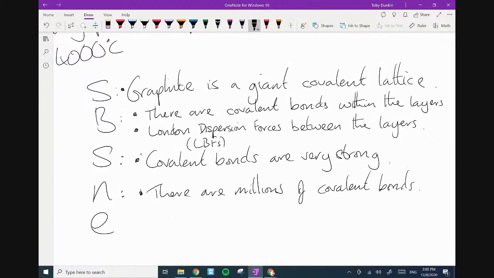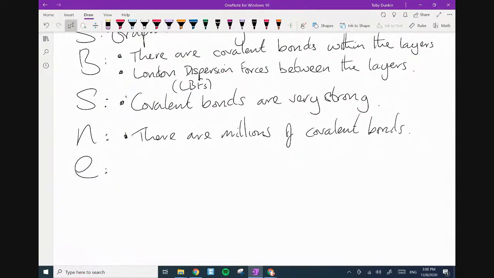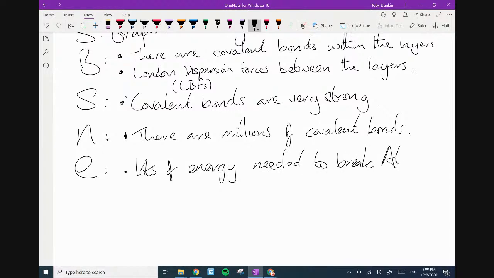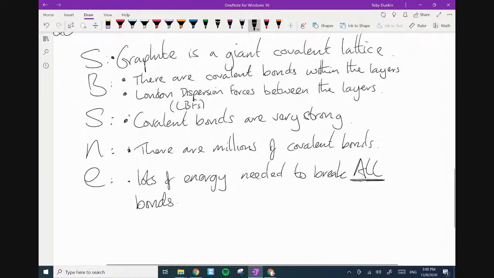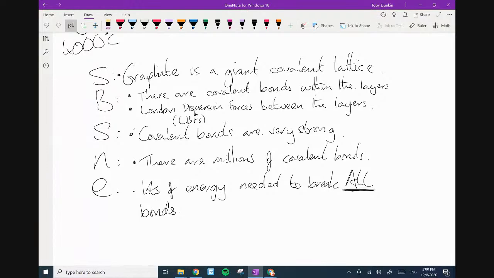There are millions of covalent bonds. Right, hang on a minute. This is the last tricky one for graphite. There are millions of covalent bonds. Lots of energy needed to break all bonds. You must say that word because you are going to break both the covalent and the London dispersion forces between. You've got to smash everything.